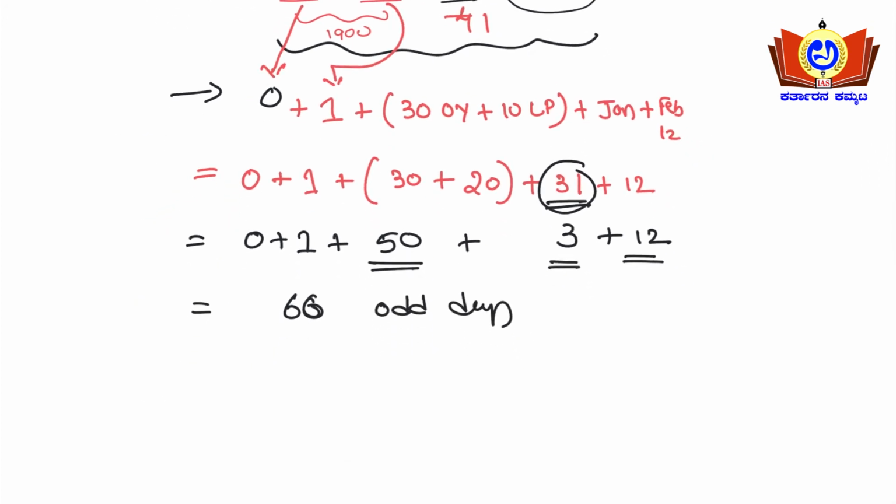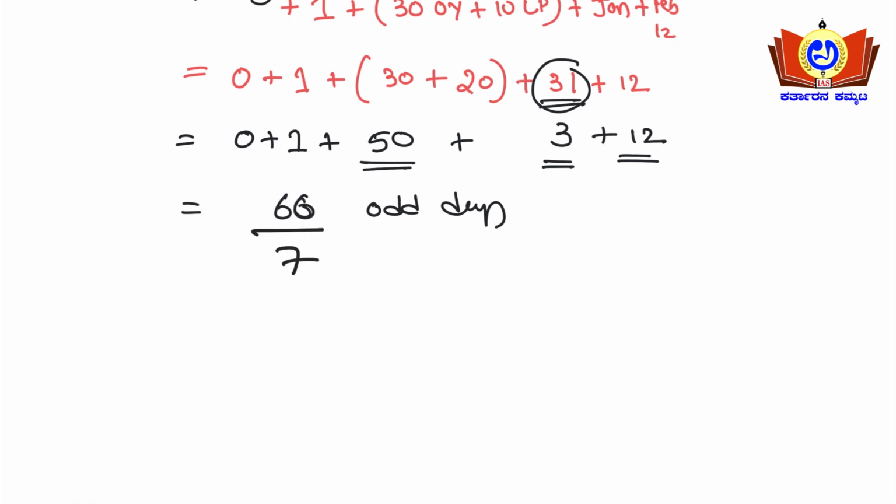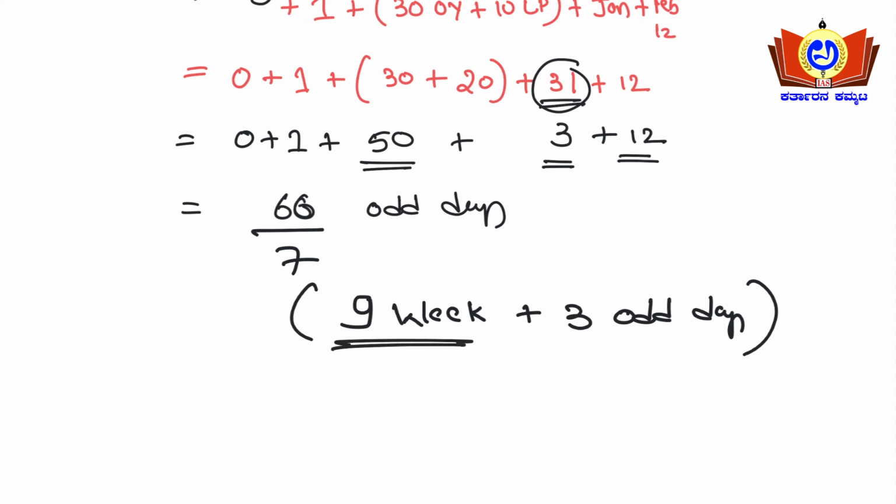Okay, 66 divided by 7 we need to do here. 66 divided by 7, so 7 nines are 63. Okay, 7 nines are 63, it is nothing but 9 weeks plus 63. So to arrive at 66, 3 odd days are there. Yes or no? 9 weeks means 0 will be left, 3 odd days are there. So 3 means actually Wednesday.